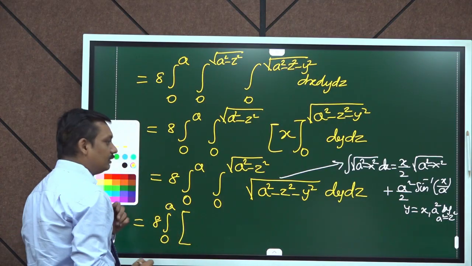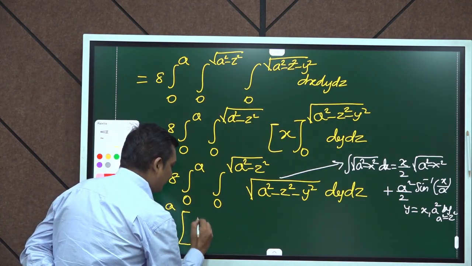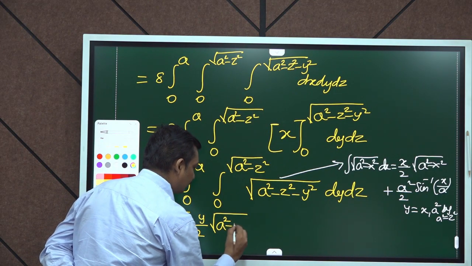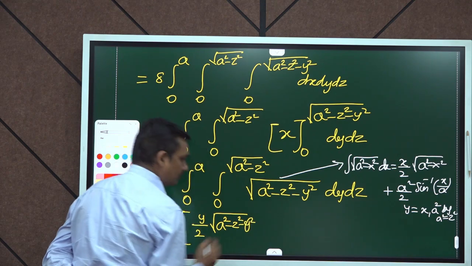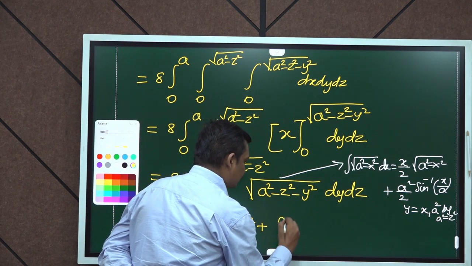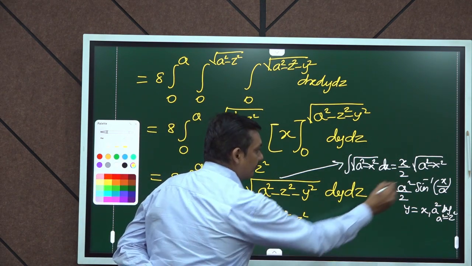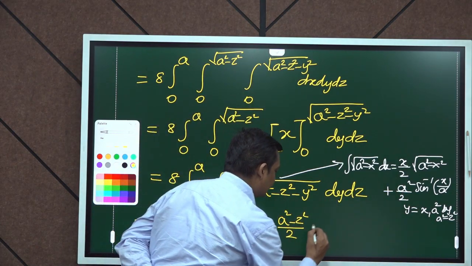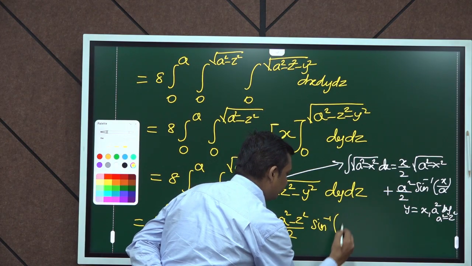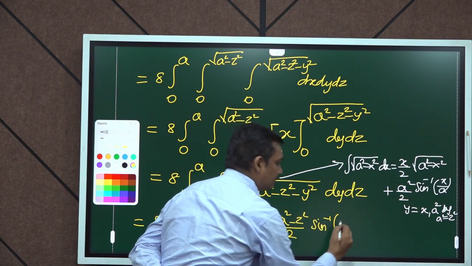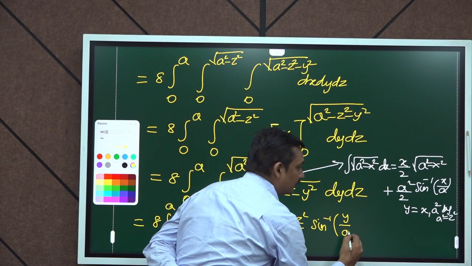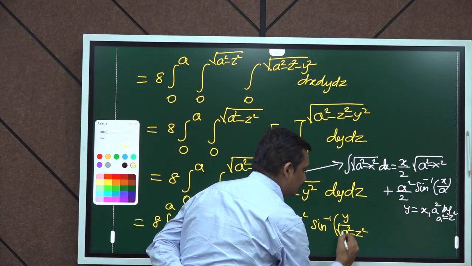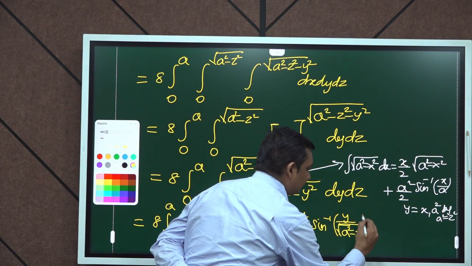Now the integration part, the formula is y by 2 root of a squared minus z squared minus y squared plus a squared by 2. So a squared means a squared minus z squared, by 2 sine inverse of x by a. Here x is equal to y, that's why y by a. So a value is root of a squared minus z squared.